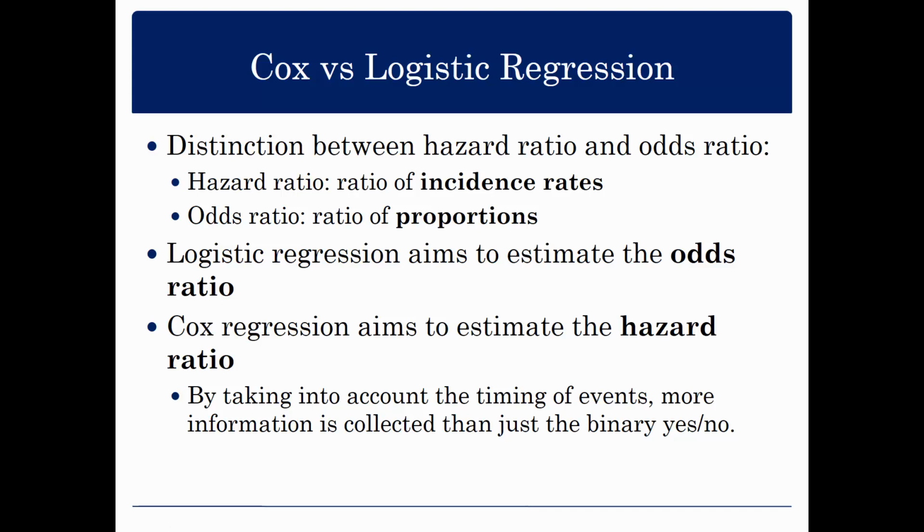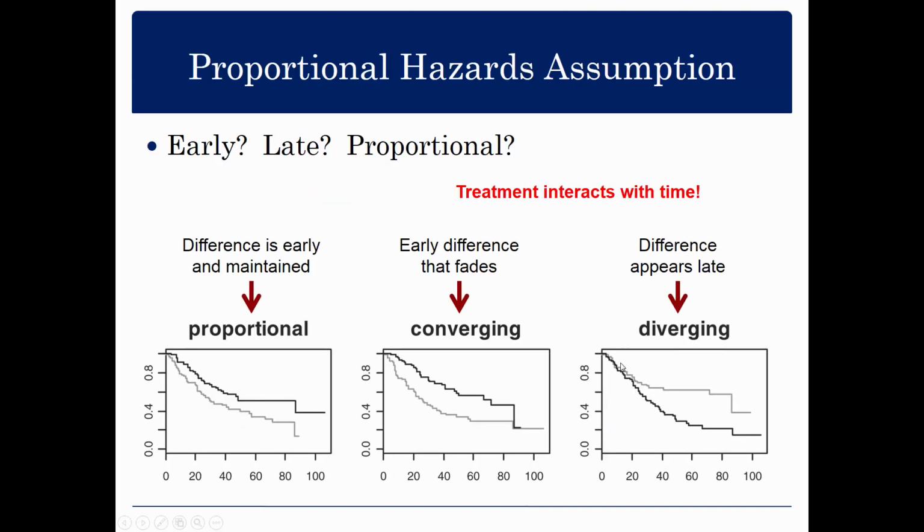And I talked briefly about how logistic and Cox regression differ. Logistic is estimating the odds ratio. Cox is estimating the hazard. And again, hazard incorporates that timing as well as whether or not the event occurs.